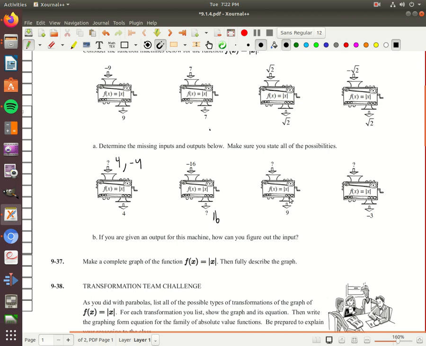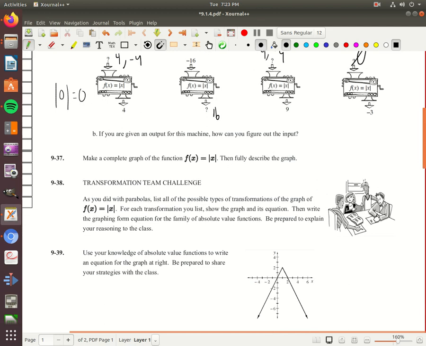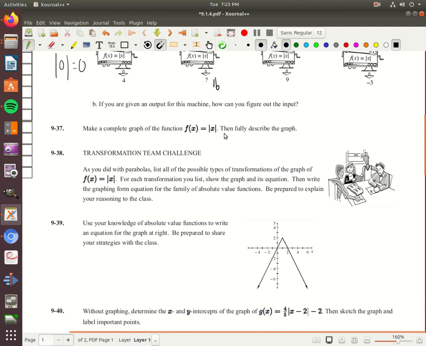Again, what numbers are 9 steps away from 0? Well, 9 and negative 9 are. And here, what number is negative 3 steps away from 0? Well, there aren't any numbers. That's a trick question. There are no numbers that are negative 3 steps away from 0, so we'll have no solution to that one. It says if you're given an output for this machine, how can you figure out the input? If you're given an output, you know that the input could be positive or negative. The only one that actually has one answer is the absolute value of 0. That has one answer.